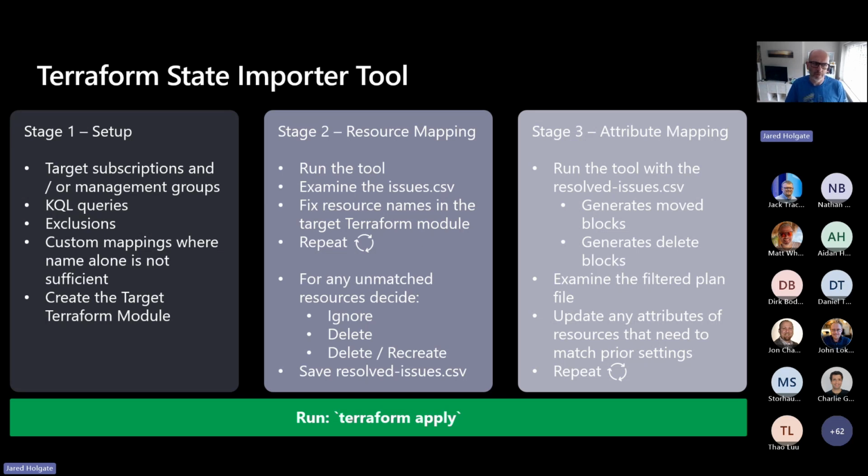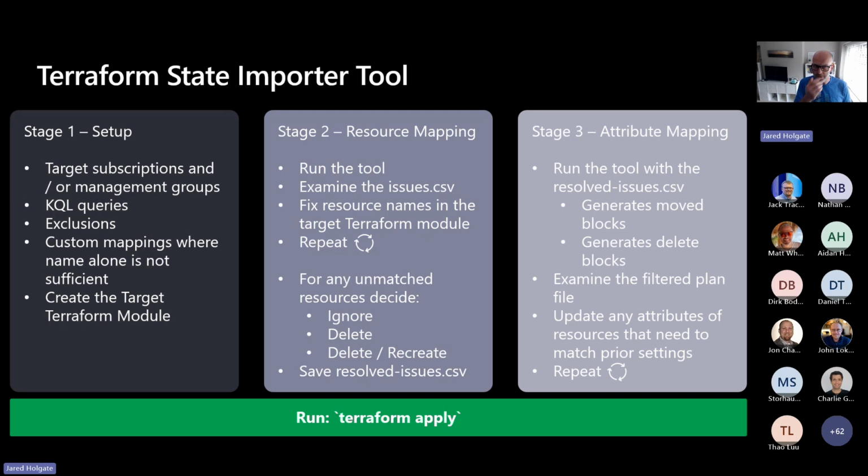You can do that as many times as you want, iterate on it until everything's matching that can possibly be matching. For anything that isn't matching after that, there's a mechanism to update the issues file, tell it what you want to do with that thing. So you can either ignore it, you can tell it to delete it if you want to, or you can tell it to delete it and recreate it. And that's like a scenario where you just can't map on it, but it's something that's safe to delete and recreate. You then save those decisions that you've made back into the CSV file.